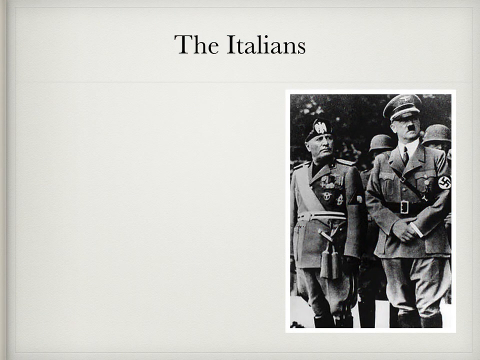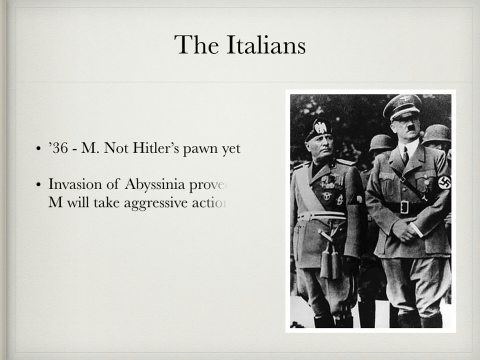Okay, now let's look at the Italians in 1936. By 1936, Mussolini had not really become one of Hitler's pawns yet. That happens a little bit later. Mussolini's invasion of Abyssinia proved that he was going to take aggressive actions.